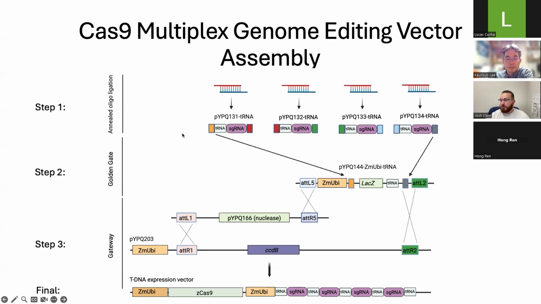sequence. So we would anneal the guide RNAs after digestion of these backbones using BsmBI, and we would ligate them into that backbone, and then perform a Golden Gate reaction based on the color-coded sequences here. Using Golden Gate with BsaI, we combine that all into a Golden Gate acceptor clone, which harbors that polymerase II promoter I mentioned. In this case, we're using ZmUbi. And this reaction in particular is very efficient.